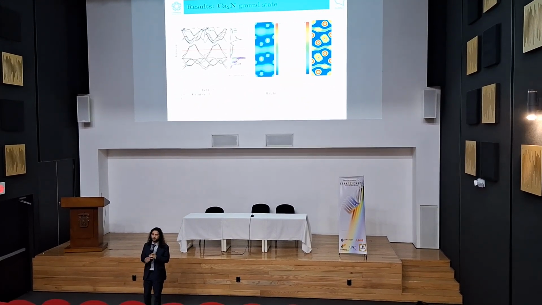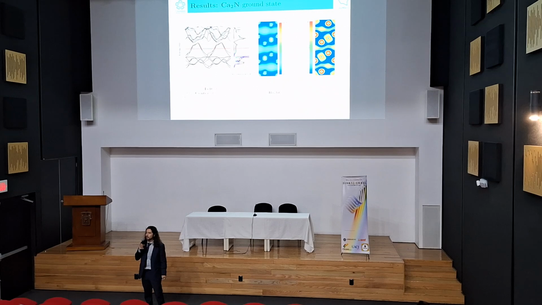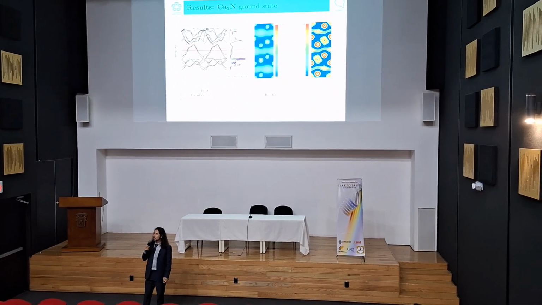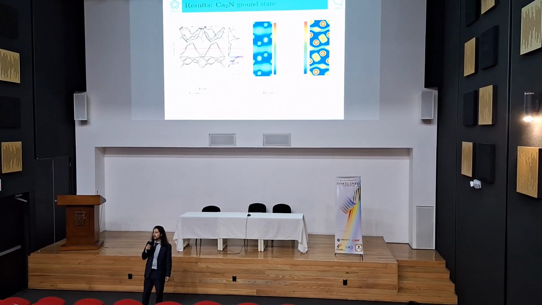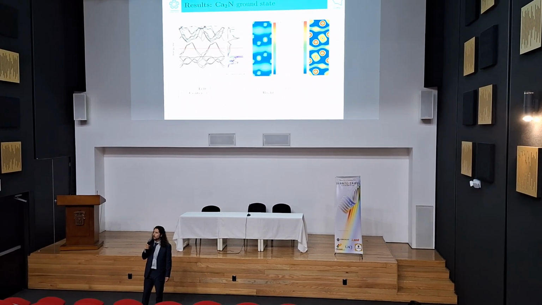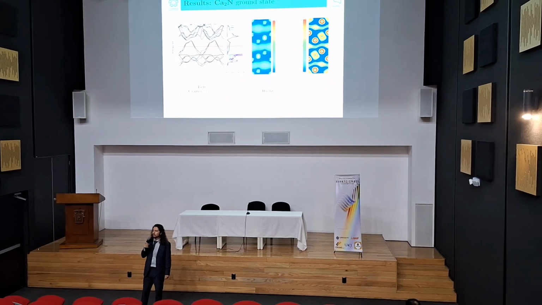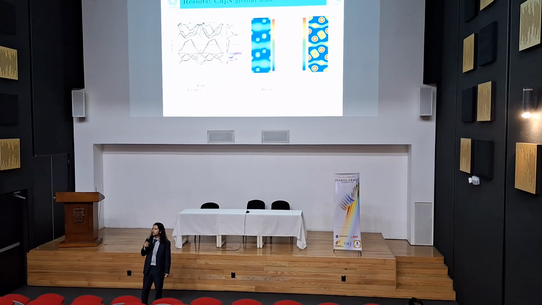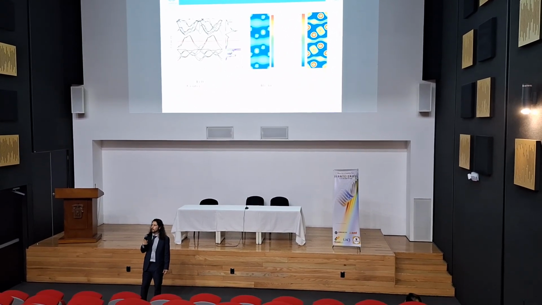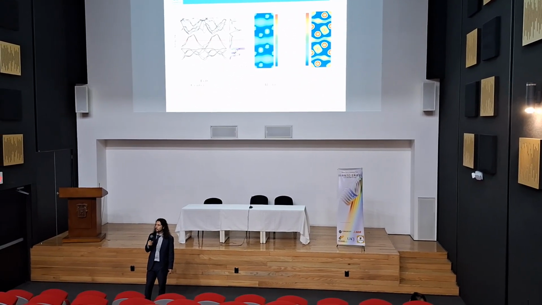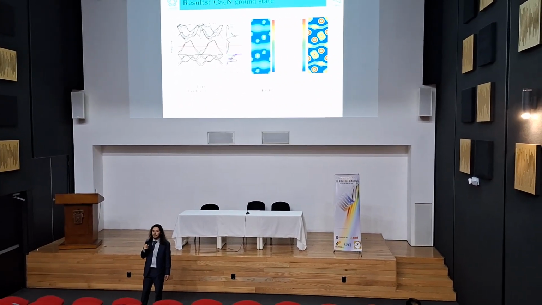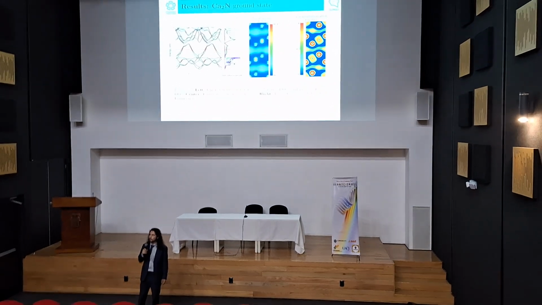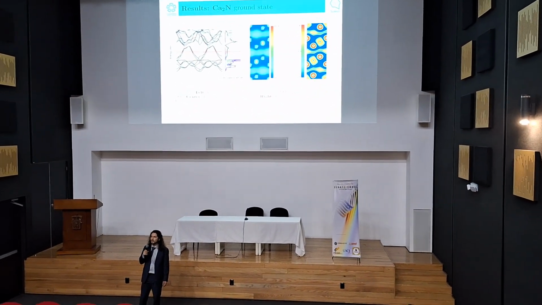So, as a result, we have the ground state of the calcium nitride. As you can see, the band structure is in agreement with previous works, and we have three bands crossing the Fermi level, which is the red line, and these bands are responsible for the conduction in the material. Also, in the density of states, these bands have the highest contribution at the Fermi level.